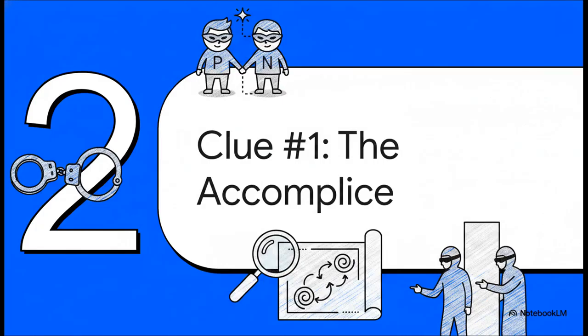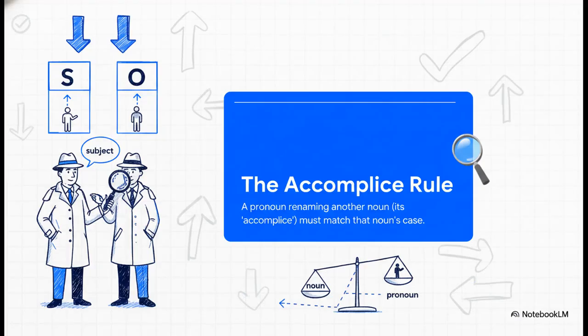Let's get to our first big clue for cracking these pronoun mysteries. I like to call this one the accomplice. This is for those really tricky sentences where a pronoun is hanging out with a noun, kind of like a partner in crime, you know? And the rule is actually pretty simple. The pronoun has to match its accomplice.